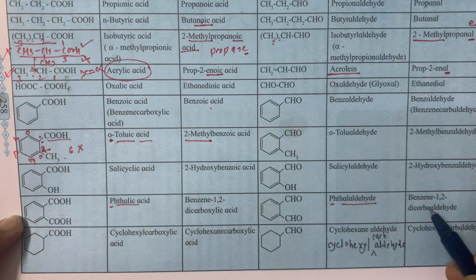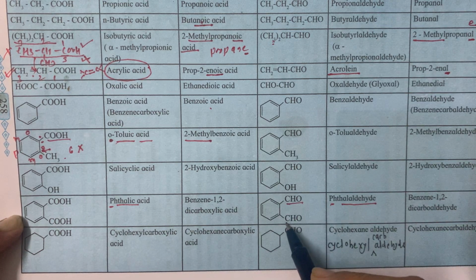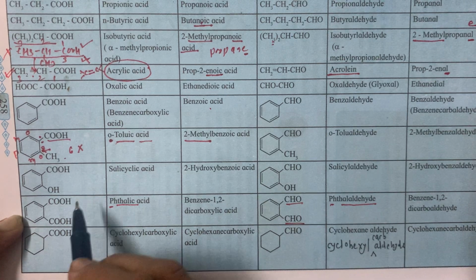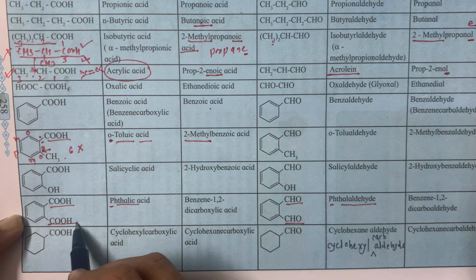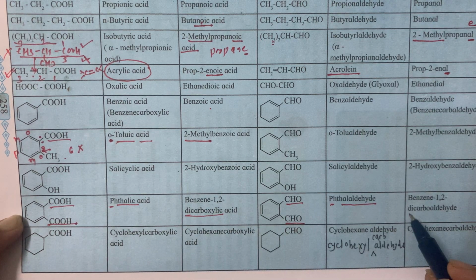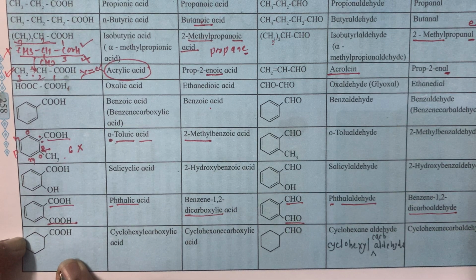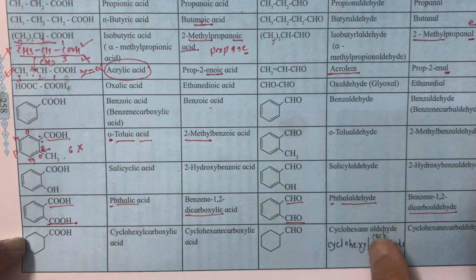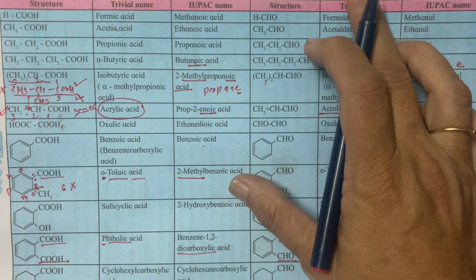Okay. Then this is benzene-1,2-dicarbaldehyde, because there are 2 aldehydic groups. Here are 2 carboxylic acid groups. So this is dicarboxylic. This is dicarbaldehyde. Okay. This thing I explained before. So this is all for IUPAC and trivial names of carboxylic acids and aldehydes.